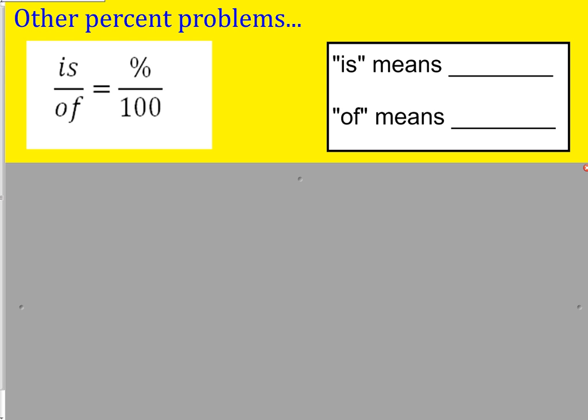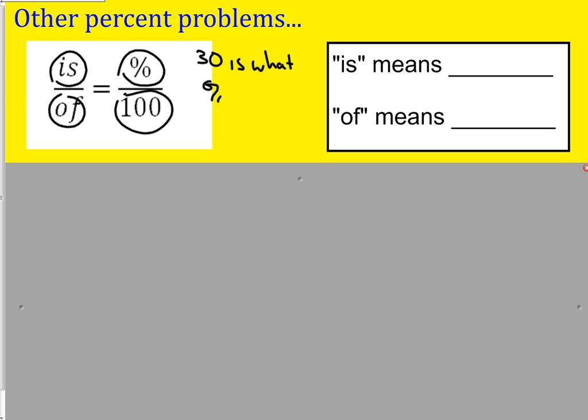So another way to think about it is your percent over 100. So if I said something like 30 is what percent of 75? I should put the of in here. 30 is what percent of 75? So is is kind of the part, and of is kind of the whole. Okay, 75 is the whole thing, 30 is the part. So 30 is the percentage, 75 is going to be 100% of the number you're talking about.